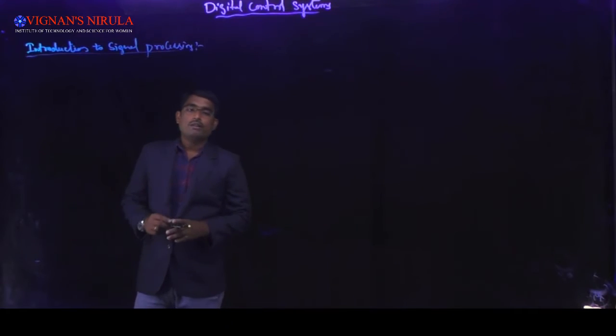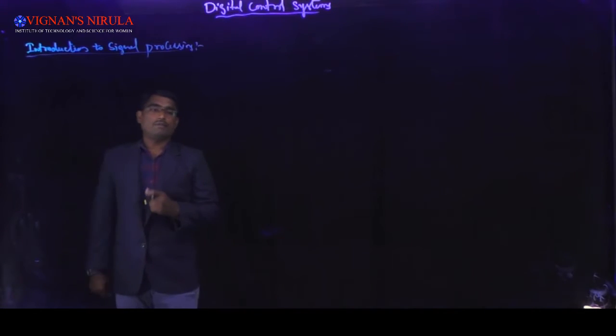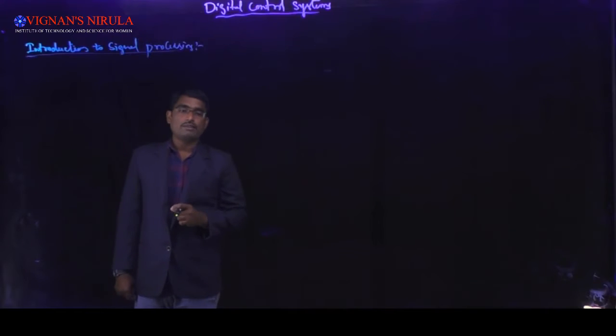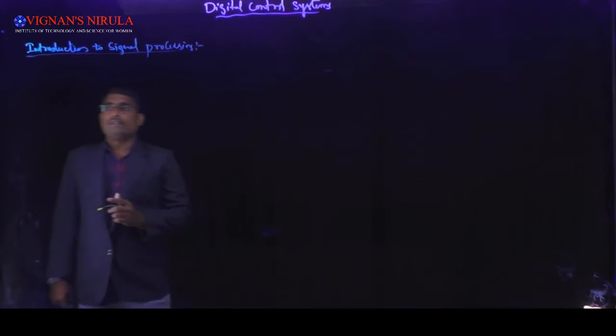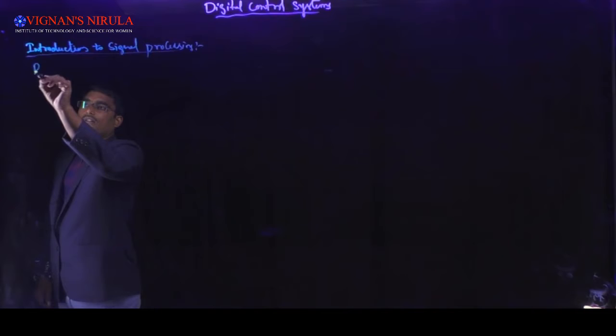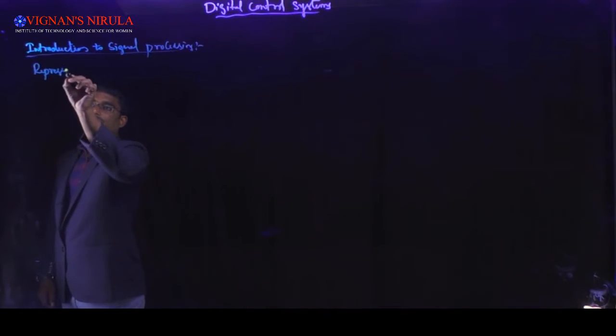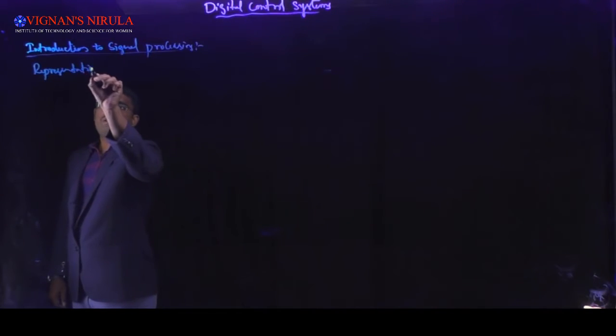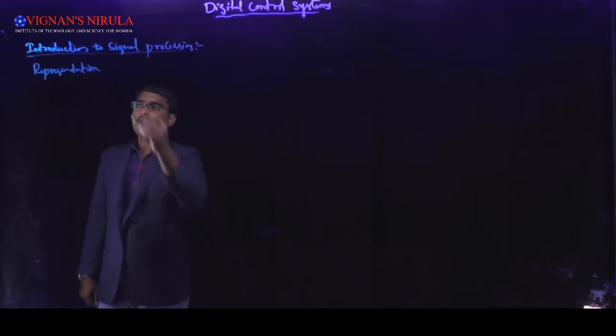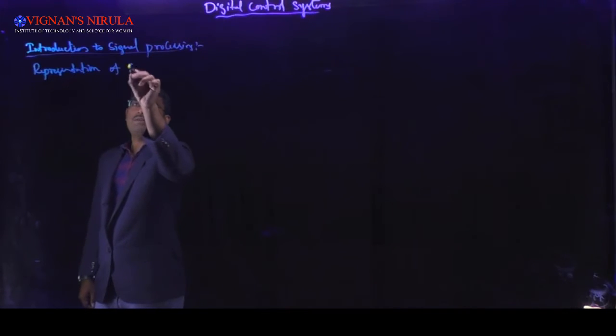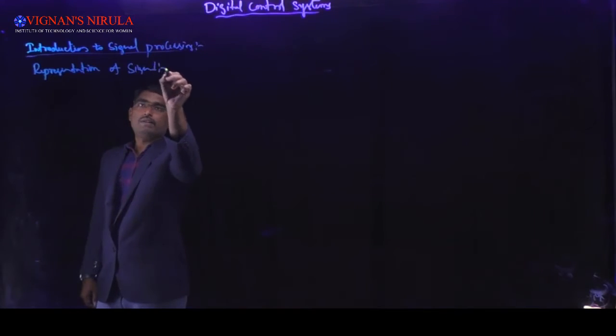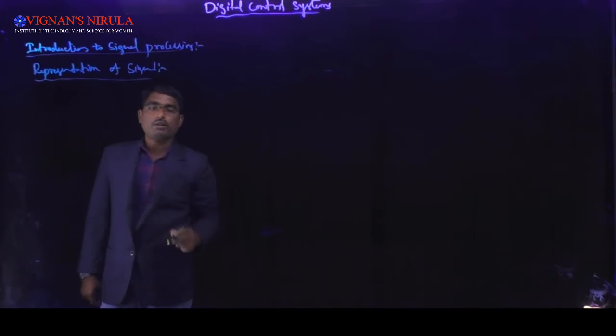In this lecture, we can see different types of operations and different types of classifications in the signals. First, we will see representation of signal. Means how can we represent a signal in different number of formats? A signal can be represented by using number of ways.